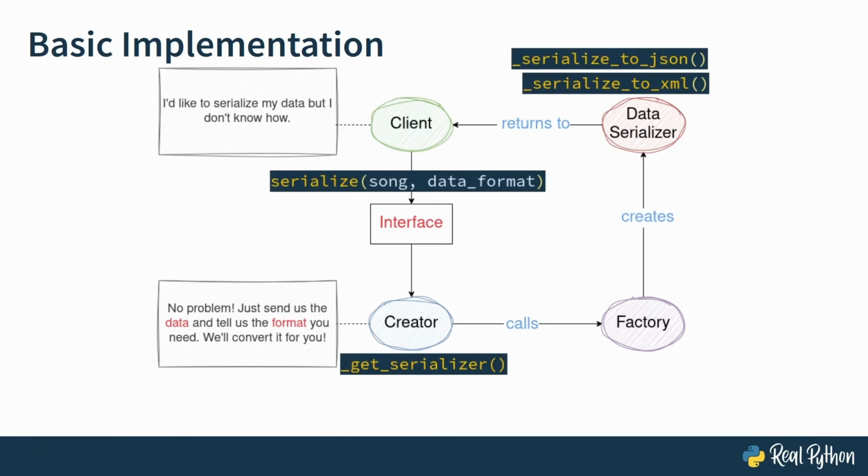So let me walk you through the basic implementation, referring back to the graphic we had during the introduction. So we have the client who uses an interface, which is serialize song and data format, to communicate with the creator. And our creator is the internal function getSerializer. The creator is supposed to call a factory, which it doesn't do very clearly right now. And that factory creates the products, which are the internal functions serialize to JSON and serialize to XML. So these are the components of the basic implementation.